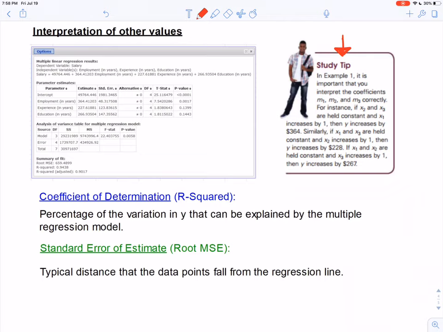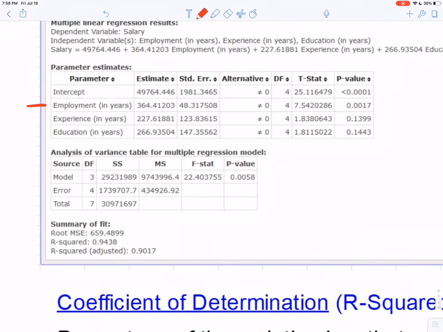is how the value of Y would change if the other values were held constant and that particular variable was increased by 1. Okay, so just for example, if I were interpreting the slope here on X1, what that 364 tells me is I can expect the salary to increase by about $364 if everything else stays the same, the experience, the education, but the number of years of employment increases by 1. All right, and the others are going to be the same.